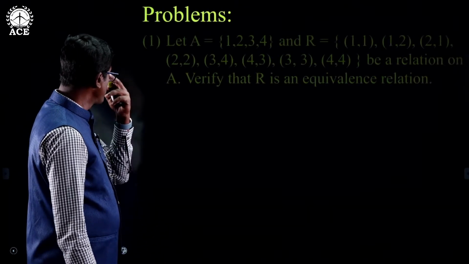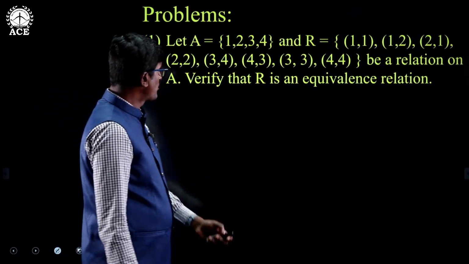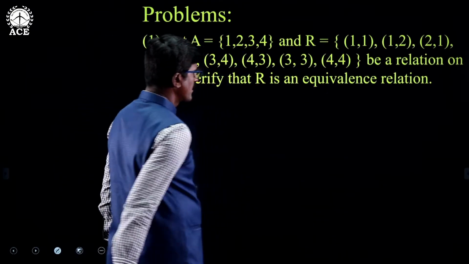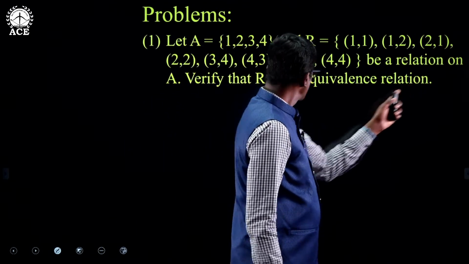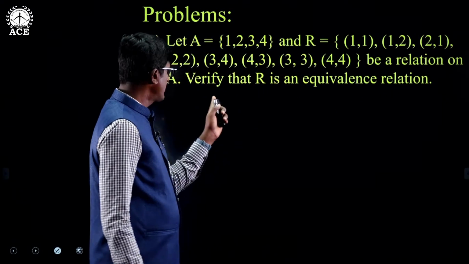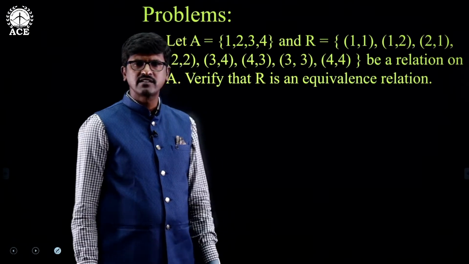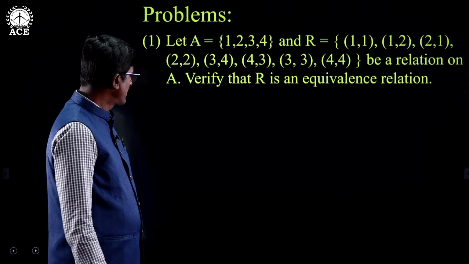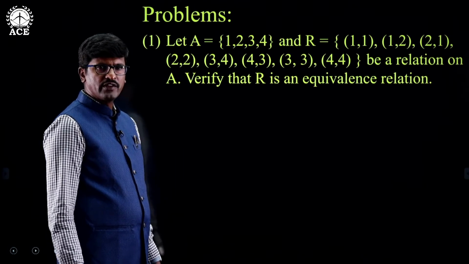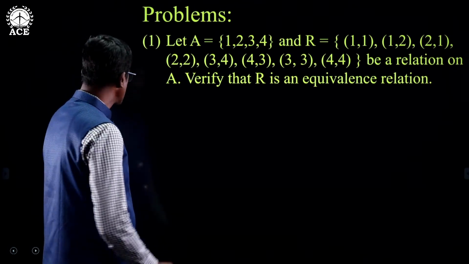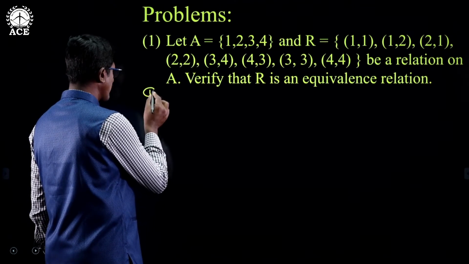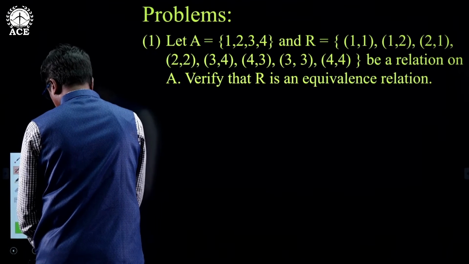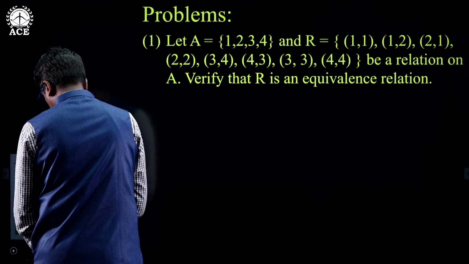Now, we will see some problems. So, here I am taking some problem. This is set A and this is the relation. Verify that R is an equivalence relation on A. They have given some relation on the set A, then they are asking us to verify whether it is an equivalence relation or not. The first one is reflexive. First I am going to verify whether this is satisfying the reflexive property or not.